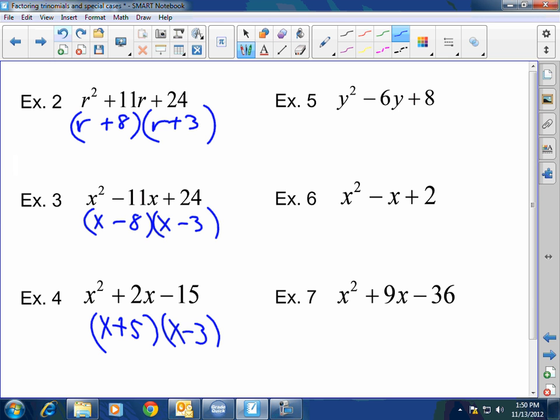How does that work, Mr. Morrow? 5 times negative 3 is negative 15. 5 minus 3 is positive 2. Does that make sense, everybody? Okay, next, my setup. Y.